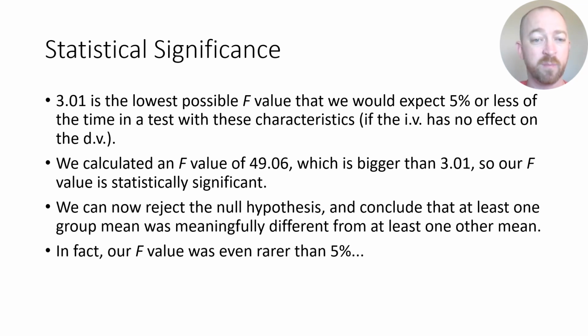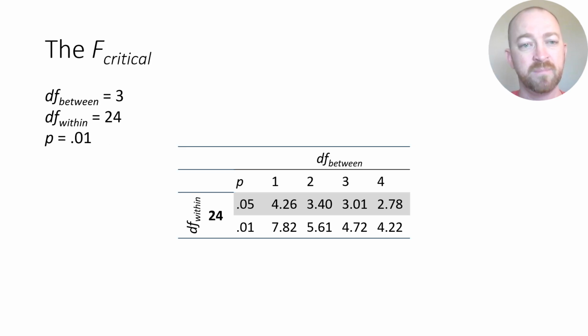Now, in fact, you may have also noticed that 49.06 is not only bigger than 3.01, but it's bigger than the critical value of the 0.01 level. Let's take a look at that really quickly. So if we go back into our appendix, now if we use the p equals 0.01 criterion, in other words, down here, meaning we want an even lower chance of committing a mistake, then that's fine. We can use this criterion. And as you can see, that would correspond to a critical value of 4.72. And of course, our F value of 49.06 was much larger than 4.72. So we have a statistically significant F value that is also significant at the 0.01 level. In other words, it's less than 1% likely that we're making a mistake by rejecting the null hypothesis.